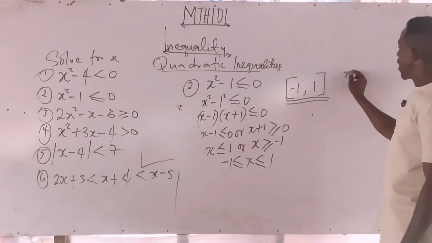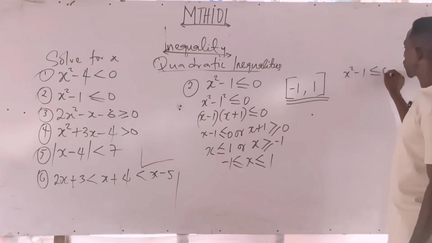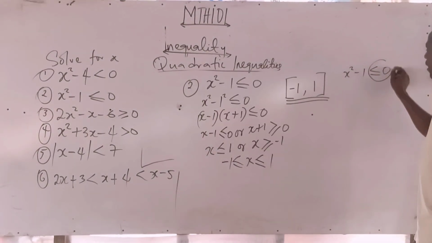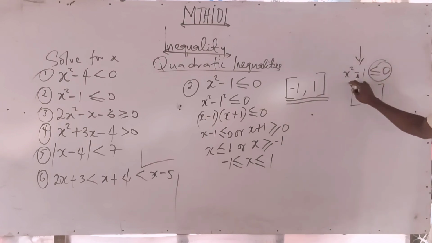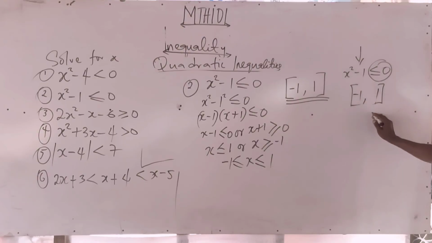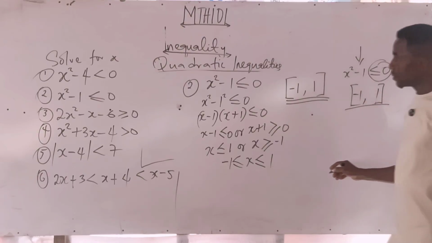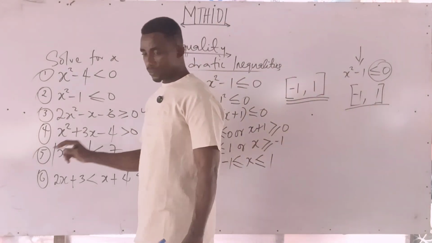X squared minus 1 is less than or equal to 0. First thing, look at this. It's lacking equality sign, right? Introduce these two. Do you understand? Especially when this place is a quadratic expression. So you now say square root of 1 is plus or minus 1. Can you put minus 1 here? Can you put plus 1 here? That is the answer. You go to number 3.